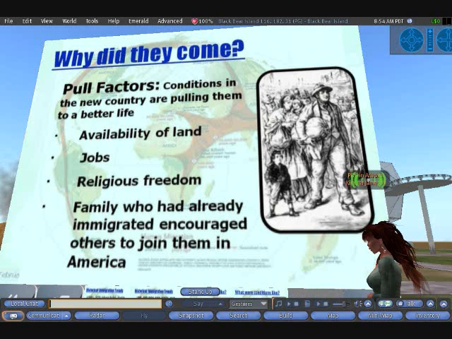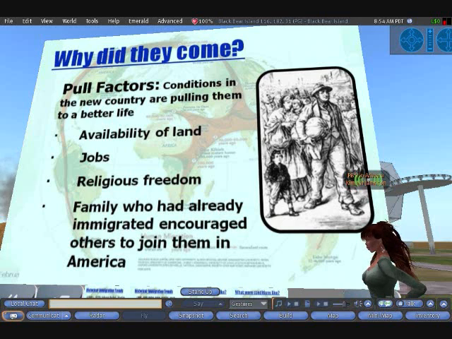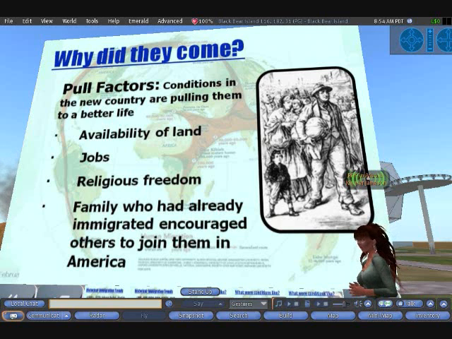Probably the more prevalent stories that we hear about related to immigration and Ellis Island would be the pull factors. And it's important to acknowledge that we have both push and pull factors still happening today with people wanting to come and live in the United States. Pull factors would be reasons that are desirable to come and live in the United States. One was the availability of land. We still have this happening in our country.